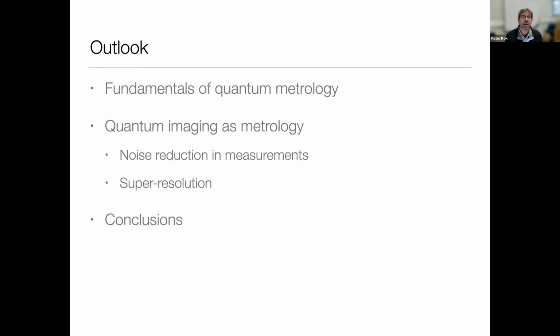And then as the main topic, I'm going to talk about quantum imaging in the context of a metrology setup. There are going to be two aspects to that: namely the noise reduction that you get in an image, and also the super resolution that you may be able to achieve in imaging. And then finally, I will offer some conclusions, and hopefully there'll be enough time to answer questions if there are any.